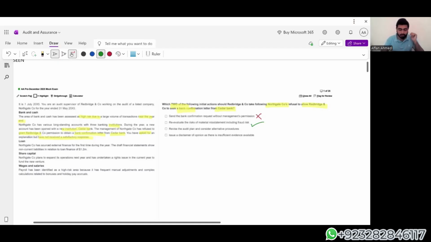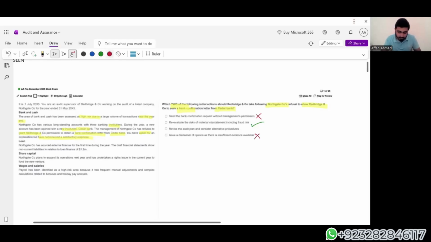But let's read the last option as well first. Issue a disclaimer of opinion as there is insufficient evidence available. Have we gone and looked at other areas, other sources from which we can obtain audit evidence? No, we haven't. So how can we say that there is no available evidence for us? There is evidence, but we're not looking for it. So this can't be the correct answer.